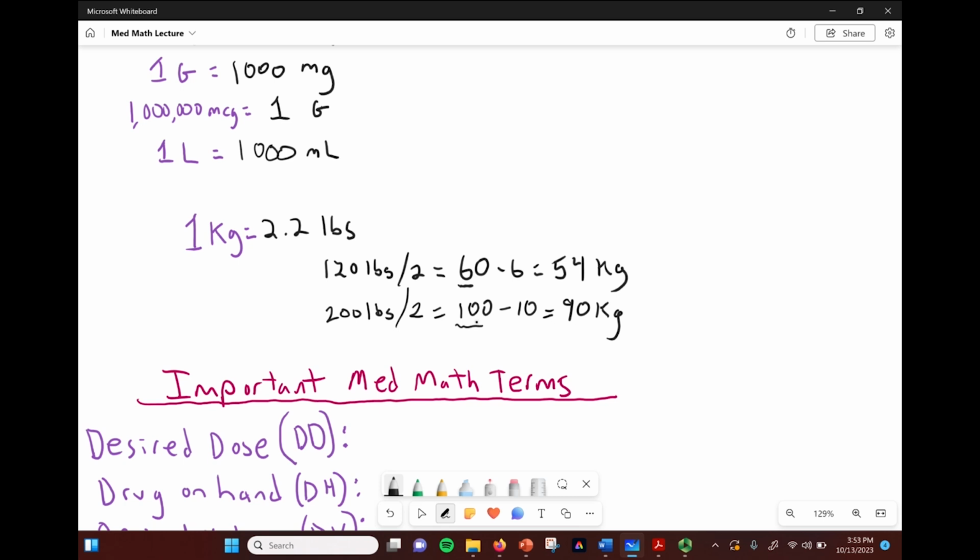So again, when I have anything over 200 pounds, you're going to minus by the first 2 numbers, the hundreds and the 10. So in this case, that was 10. 100 minus 10 is 90 kilograms. Very quick, very easy in the back of that ambulance. Can knock that out.